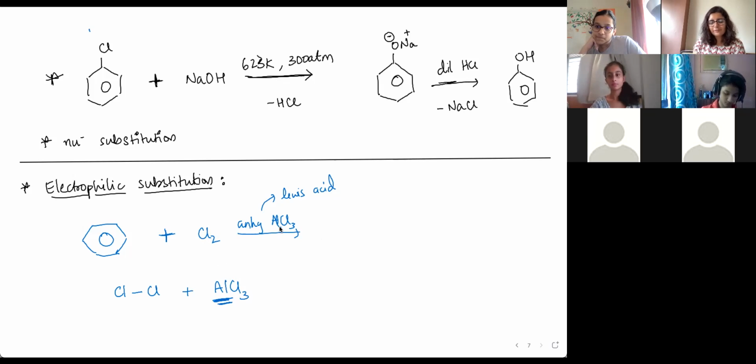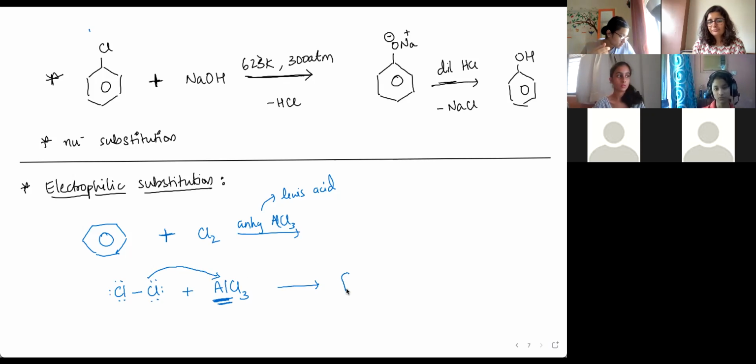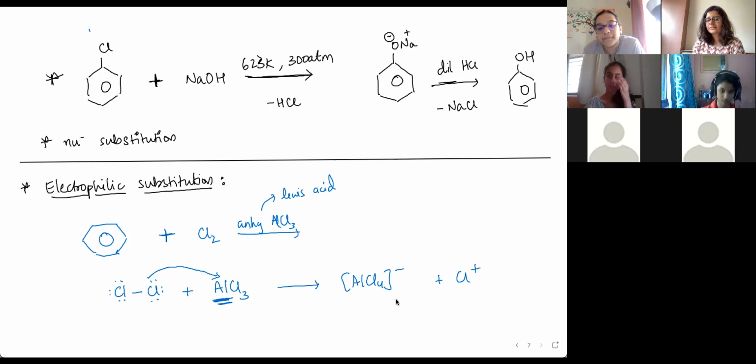So when you mix chlorine with AlCl3, chlorine ke paas काफी सारे electrons hai, 7 electrons in the outermost shell. So this is going to attract, this is going to go here, and then you get a complex AlCl4 minus. क्योंकि ये तो एक Cl minus ले लिया, and you'll be left with Cl plus. And now because chlorine is highly electronegative, it can't stay as Cl plus that easily. So this becomes your electrophile. And this is what goes and attacks benzene.